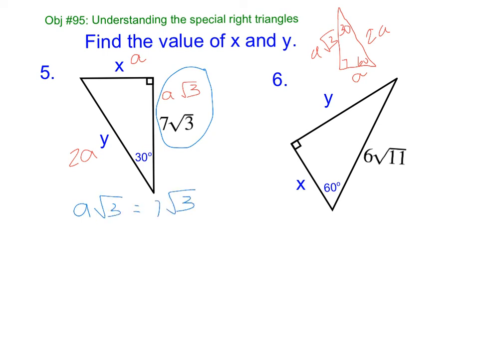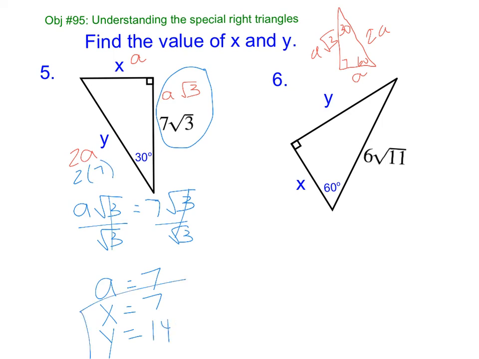So this one's an easy one, right? Divide by root 3. Those cancel, so A equals 7. So A equals 7, well, that means X equals 7. And that means Y equals 2 times 7, which is 14. Done. All right, so now we got to the hard one, right? This is about as hard as it would ever get.